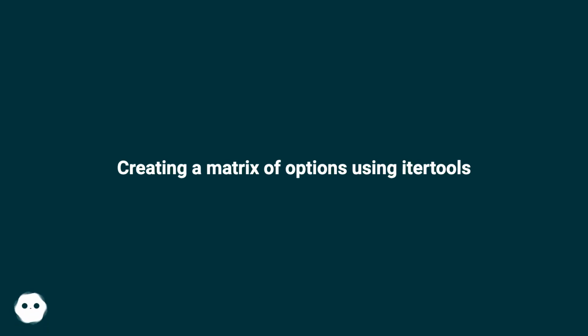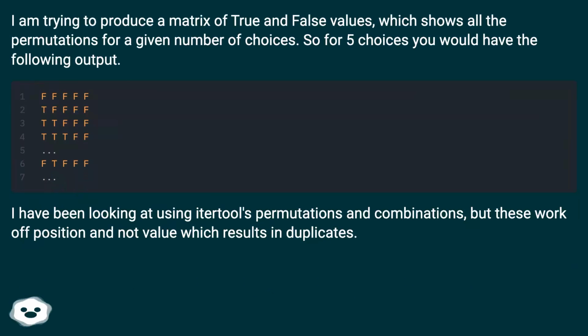Creating a matrix of options using Itertools. I am trying to produce a matrix of true and false values, which shows all the permutations for a given number of choices. So for 5 choices you would have the following output.